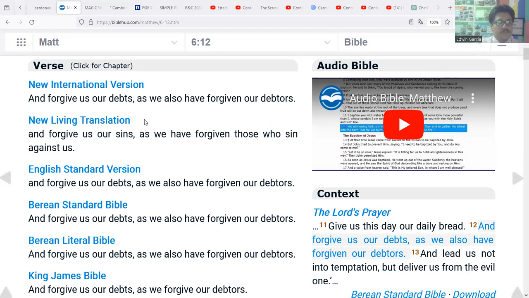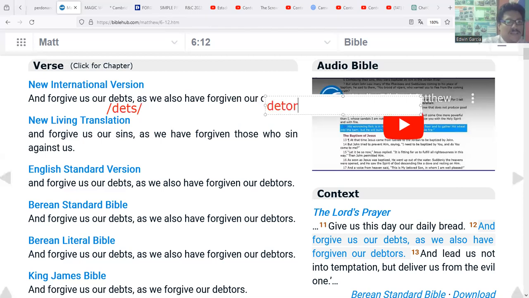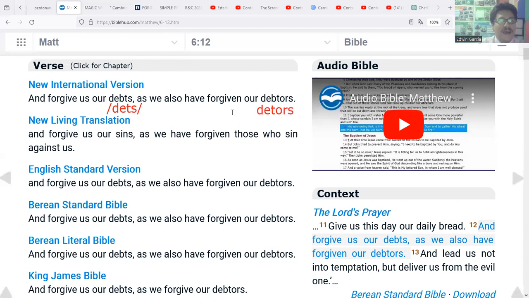For this word, it's important to know this: the correct pronunciation is without the B. But this is plural, that is why we are going to say debts, our debts. And for this case, it's going to be debtors. And we don't have to pronounce the letter B for this word.